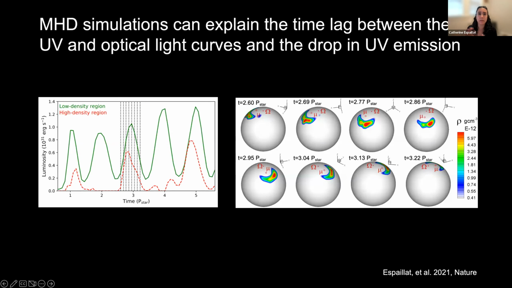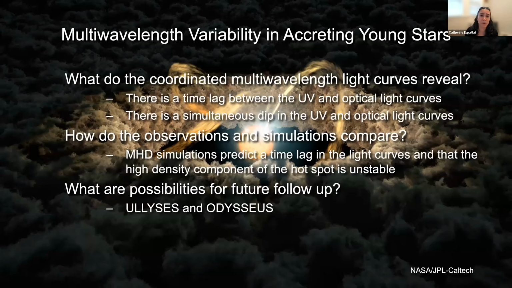And then the right panel here, these graphics here are focusing on this peak here at 3P star. And I'll just let you go through it by eye, but 2.6P star is the leftmost, 3.22 P star is the rightmost. And as the spot rotates in and out of view, that leads to the light curves that we see.